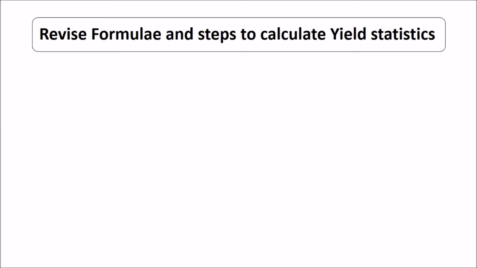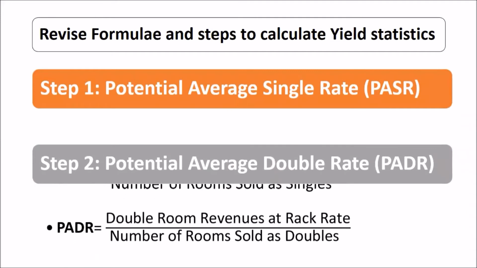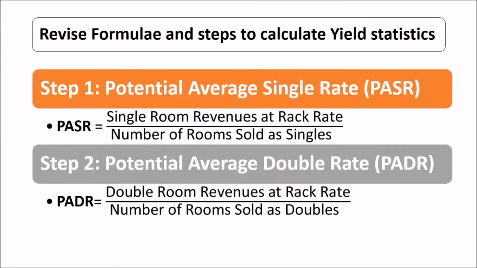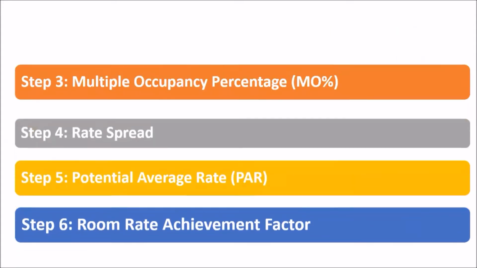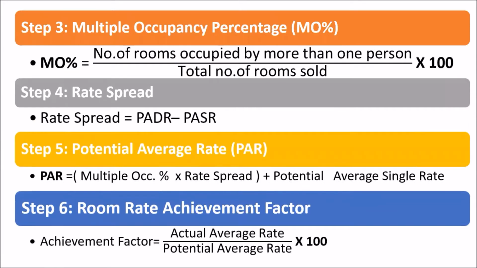Let's quickly revise the formulae and steps to calculate yield statistics. The first step of calculating yield is PASR. I'll use the short form. Potential average single rate is equal to single room revenues at rack rate upon number of rooms sold as singles. Step 2, where we calculate PADR, is equal to double room revenues at rack rate upon number of rooms sold as doubles.